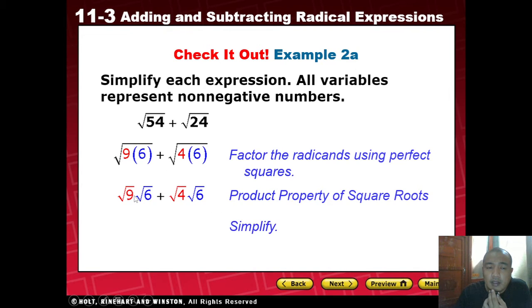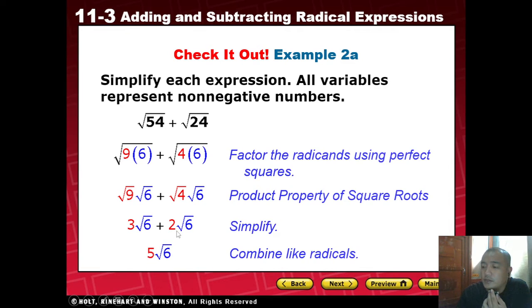And let us now simplify. Square root of 9 is 3, times square root of 6. Square root of 4 is 2, times square root of 6. Then let us now combine the like radicals. By adding the coefficients, 3 plus 2 is 5 square root of 6.